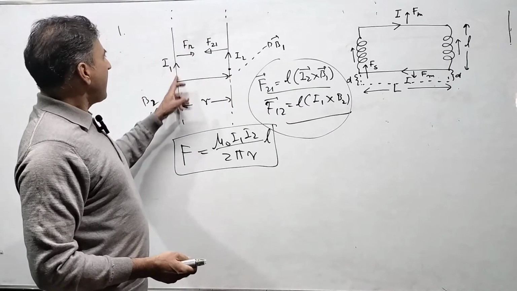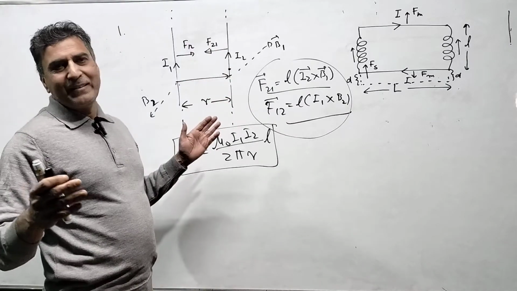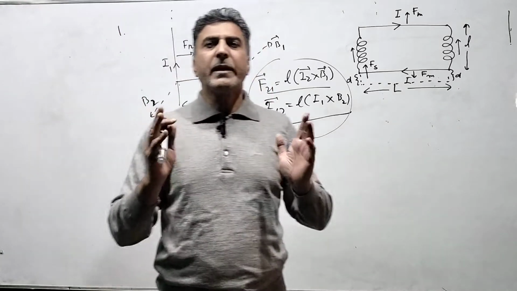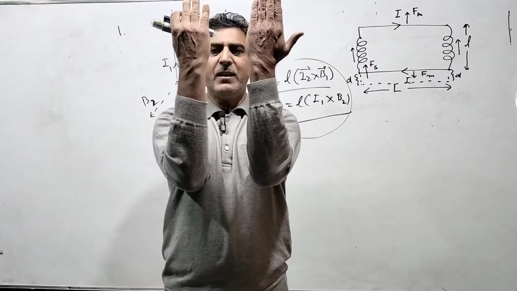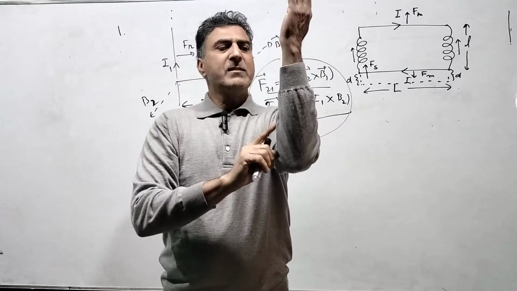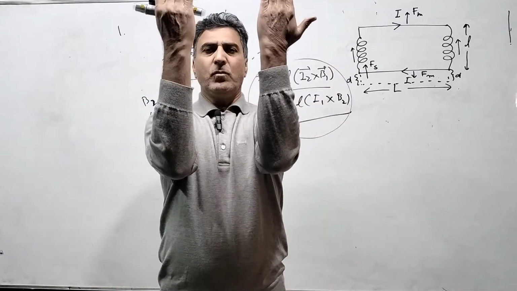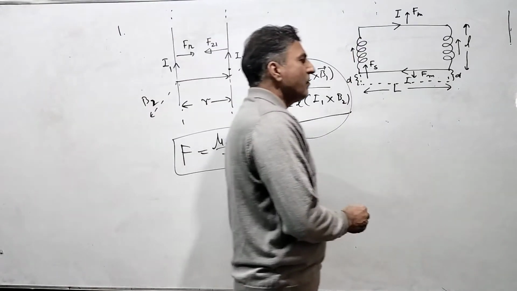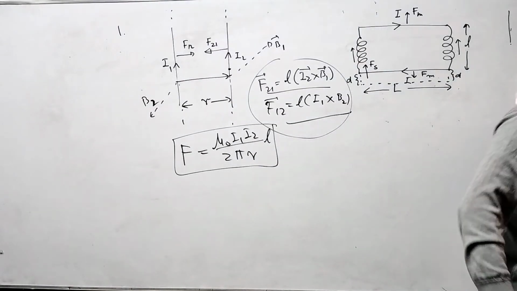Yes, if the currents are in the opposite directions, they will repel each other. Very obvious. Two current carrying conductors carrying current in the same direction will attract each other. If one current is upward and the other downward, the two conductors will repel each other. That's all. So that's one point that I tried to explain here.